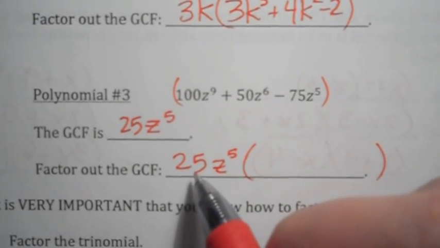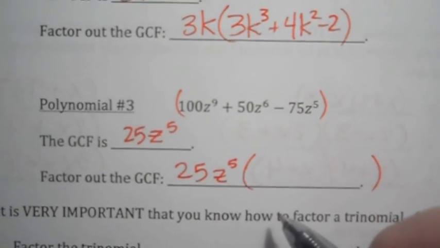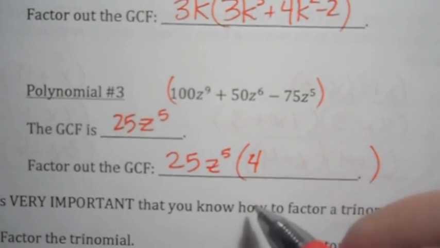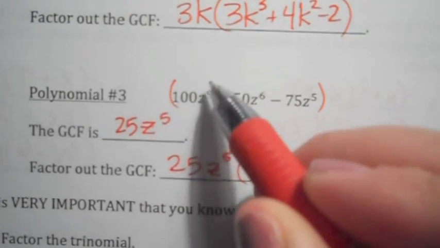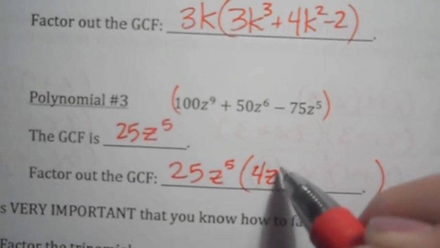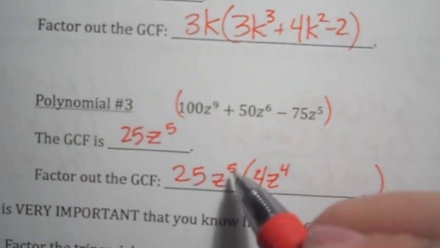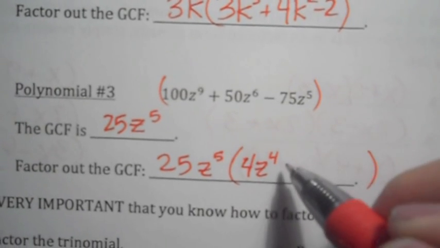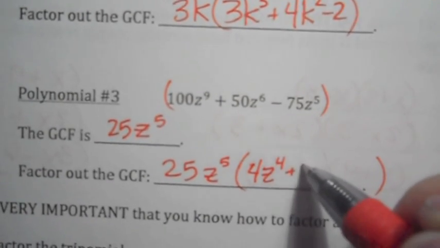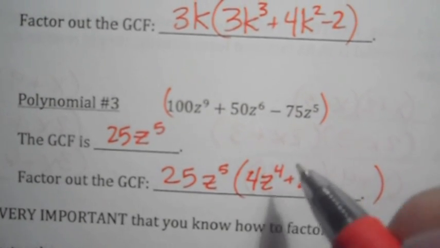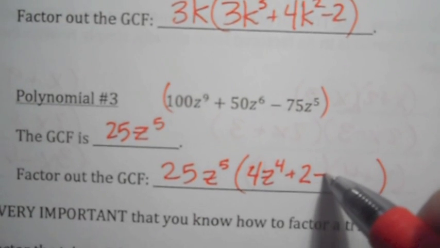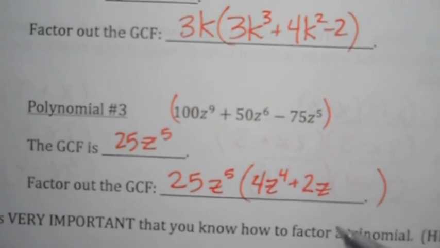So if we factor out 25 from 100, or divide 100 by 25, you would get 4. If we divide z to the 9th by z to the 5th, we have z to the 4th. The exponents just get subtracted. The next term, we're going to factor out a 25 from 50. That's just going to leave us with 2. If you factor out z to the 5th from z to the 6th, that leaves you with just one little z.